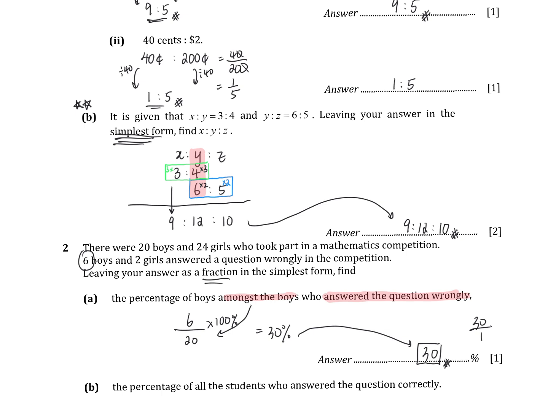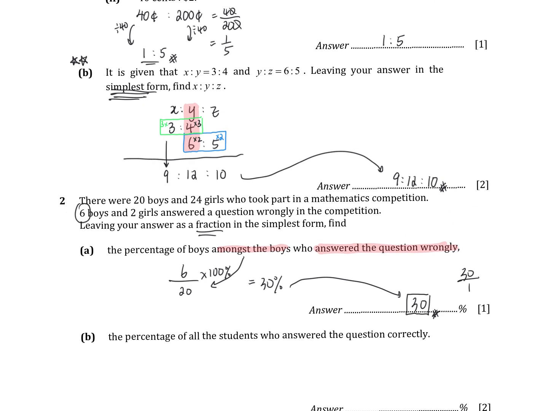Okay, next one. This one, a lot of you were very careless. They say answer correctly. They don't want the wrong ones. They want the correct ones. So the correct ones, the total is 44. Okay, the wrong ones are 8.